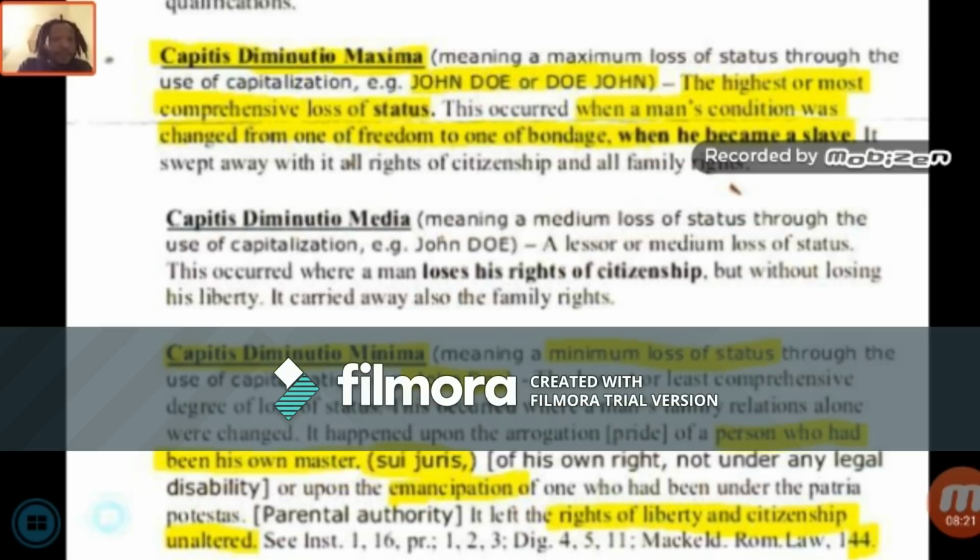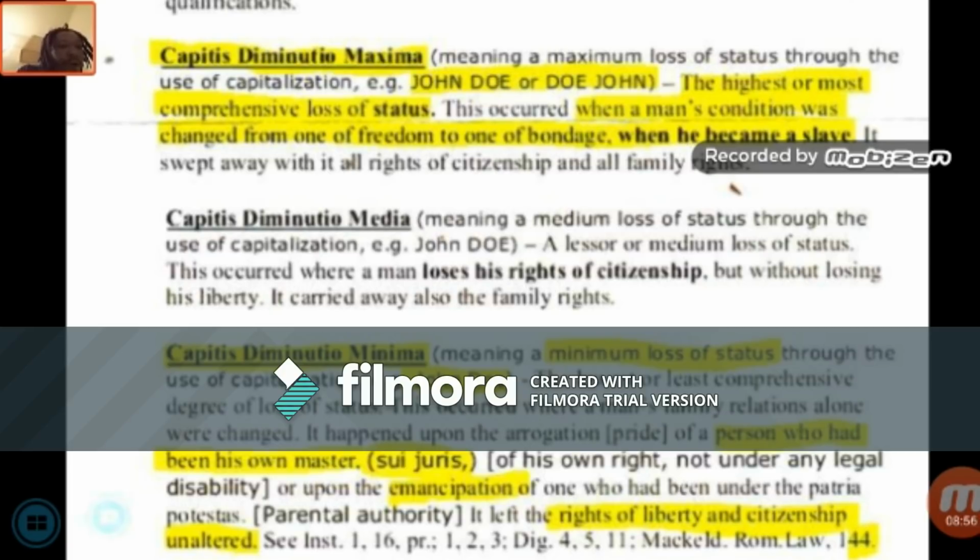I'm just saying. Now, I'm gonna jump down to the third one. Capitis deminutio minima. Excuse me. The minimum loss of status through the use of capitalization, and then you see John Doe written in standard grammar, or what they may call the Christian appellation. It's the lowest or least comprehensive loss of status. So this one is the lowest or least comprehensive loss of status. Let's go on to see what that means.